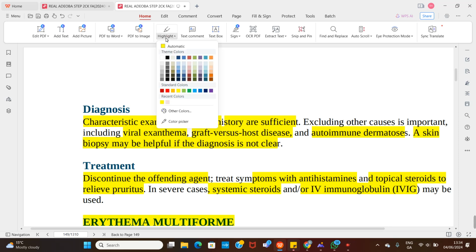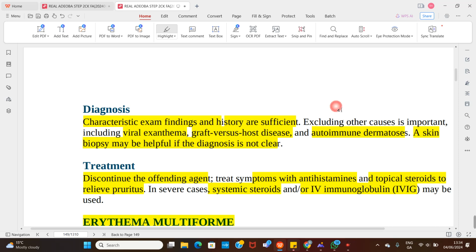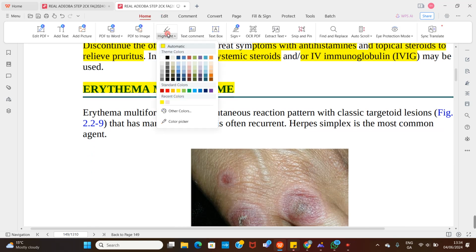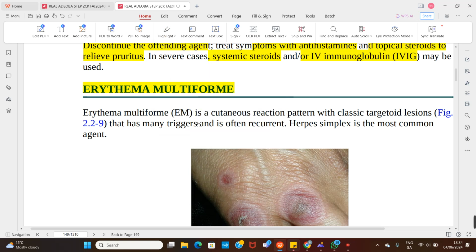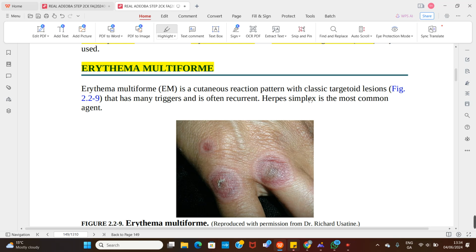Sorry about this. I don't know why I cannot highlight. It is happening. Okay, I'll sort that out later. The system has decided to misbehave.